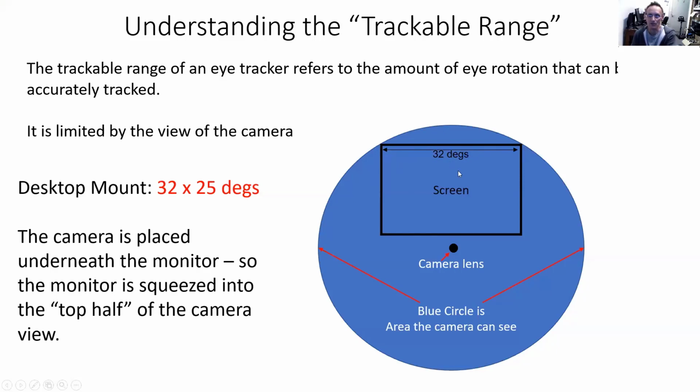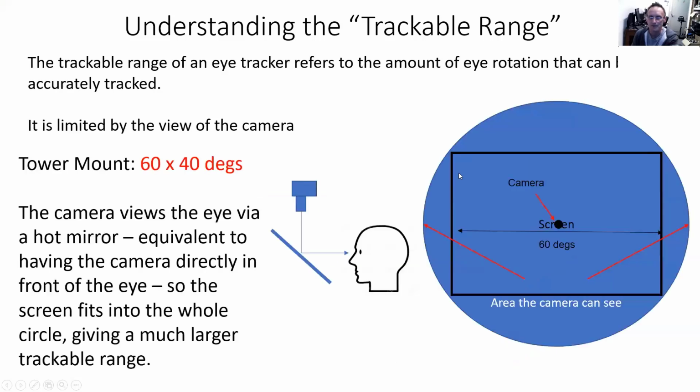It's 32 degrees basically. Now, if you have a tower mounted eye tracker, the camera's mounted up here and it looks at the eyes via a hot mirror. It's kind of like looking at the eyes from straight ahead. So the tower mount has a much bigger trackable range, 60 degrees horizontally, 40 degrees vertically. That's because now we fit the camera in the center, if you like, looking straight at the eye. And we can fit our whole screen within the whole circle, not just within the top half of a circle. So we have a much bigger trackable range.